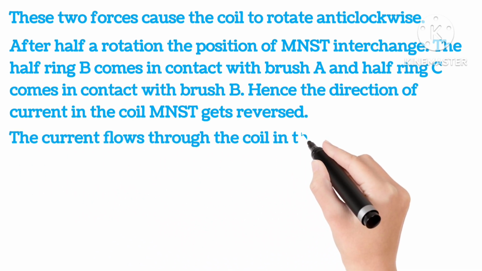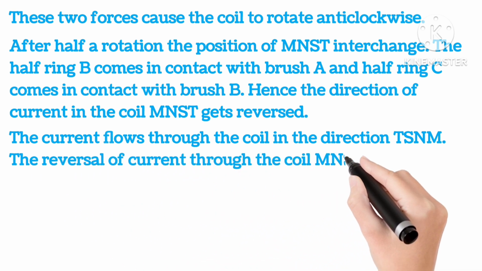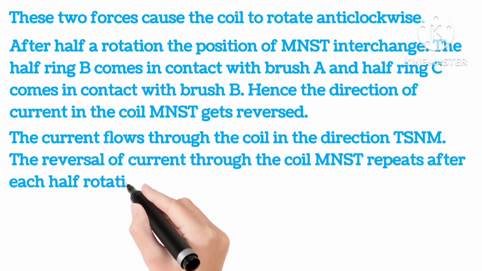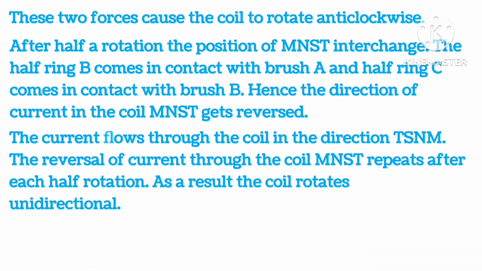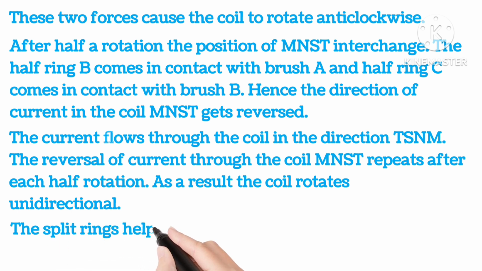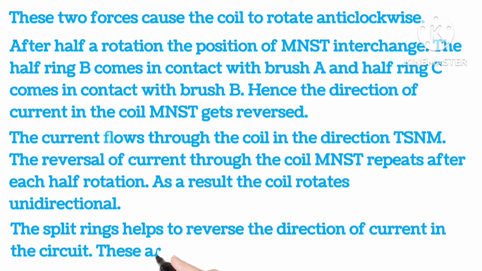The current flows through the coil in the direction T, S and M. The reversal of current through the coil M and S-T repeats after each half rotation. As a result, the coil rotates unidirectionally. The split rings help to reverse the direction of the current in the circuit. These are also called commutators.